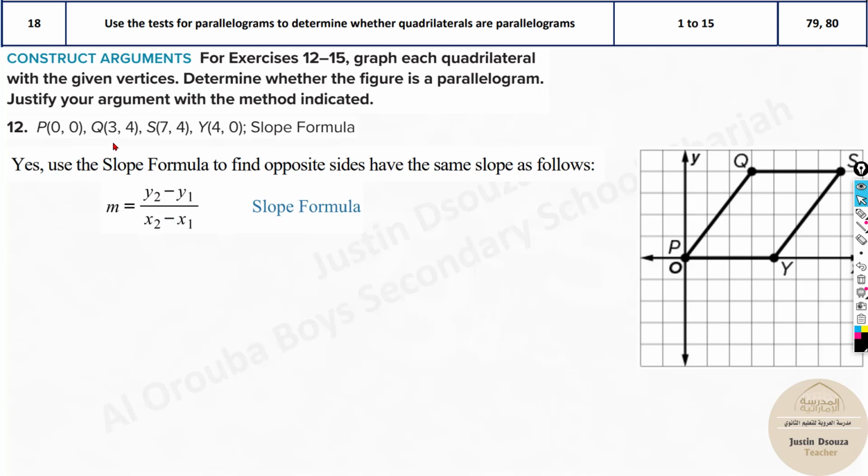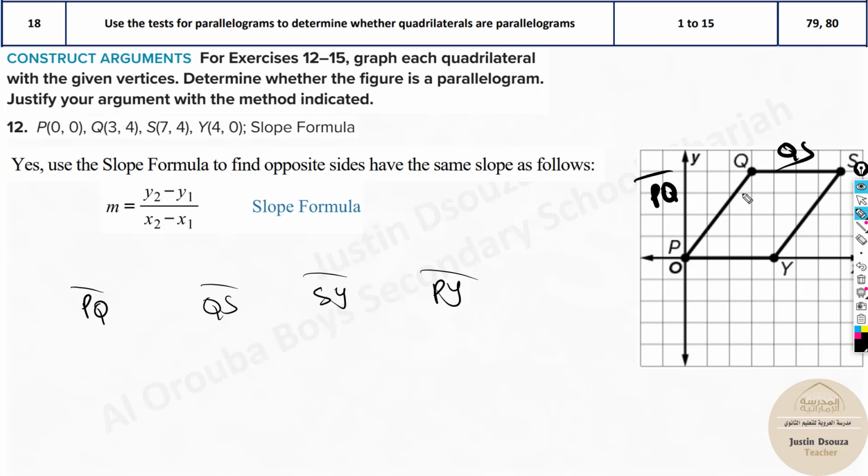Now, here there is an important thing you have to notice. You need to draw a graph. Why? Because what happens is, you might take line PQ, okay, and then not compare it with QS. So the important thing is, if you're directly doing it without the graph, then you must solve for all the slopes: PQ, QS, SY, and PY. All the slopes, two must match each other.